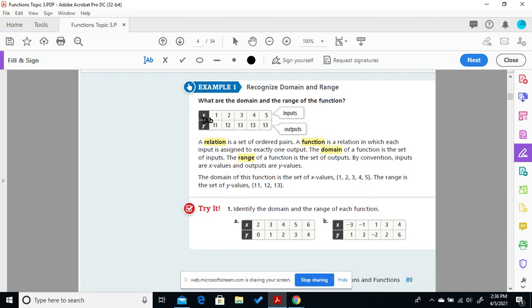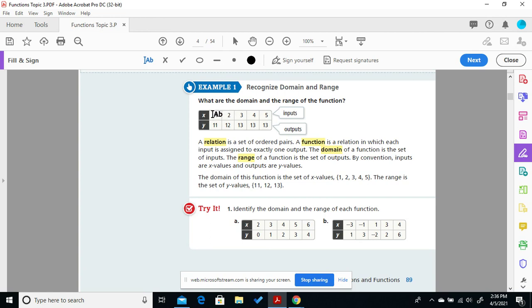Okay, so first thing we need to know, what is a relation? A relation is a set of ordered pairs, and a function is a relation when each input is assigned to only one output. That means if I plug in the number 1, I'm only going to get one answer. So if I plug in 1, I'm going to get 11. If I plug in 2, I'm going to get 12, 3, 13, 4, 13, 5, 13. For any time I plug in one of these numbers, I'm going to get one specific answer.